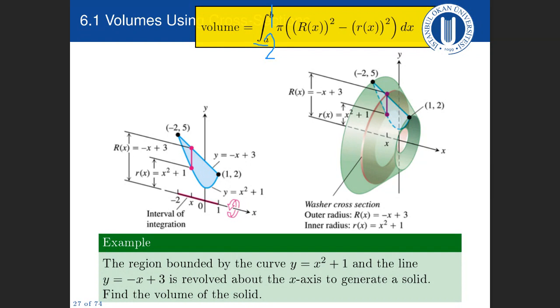So we have our two functions, minus x plus 3 and x squared plus 1. Which one of these is bigger? Well, let's have a look in the middle. Let's use x equal to 0 because 0 is an easy number. The first one becomes 0 plus 3, and the bottom one becomes 0 plus 1. So now I know minus x plus 3 is the bigger one, and x squared plus 1 is the smaller one.